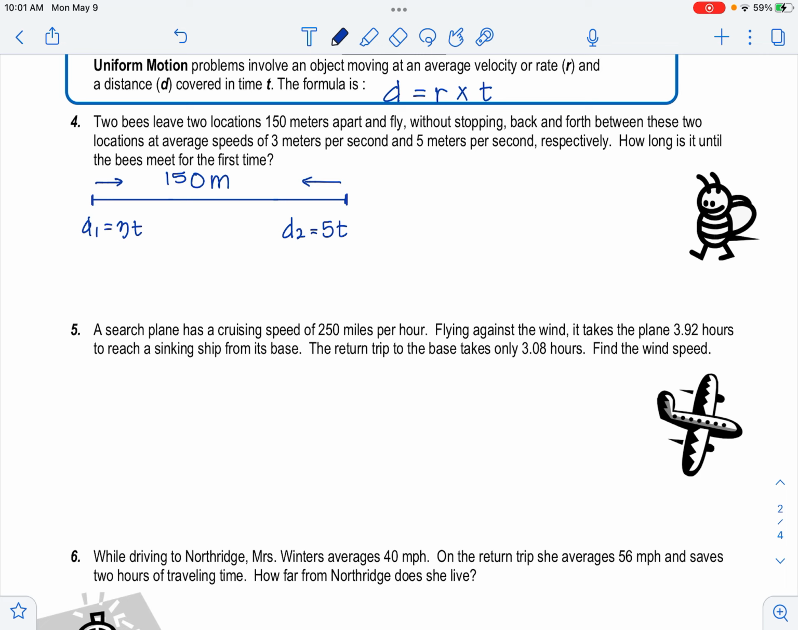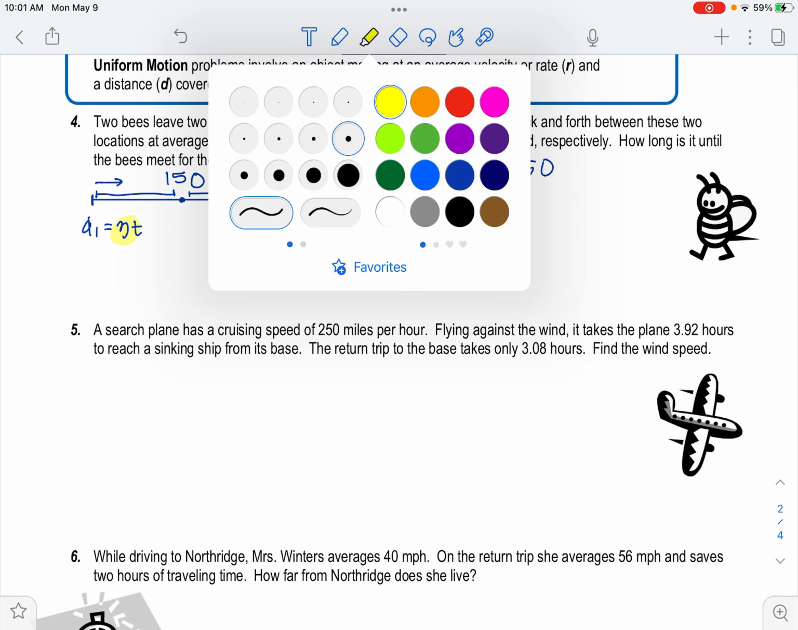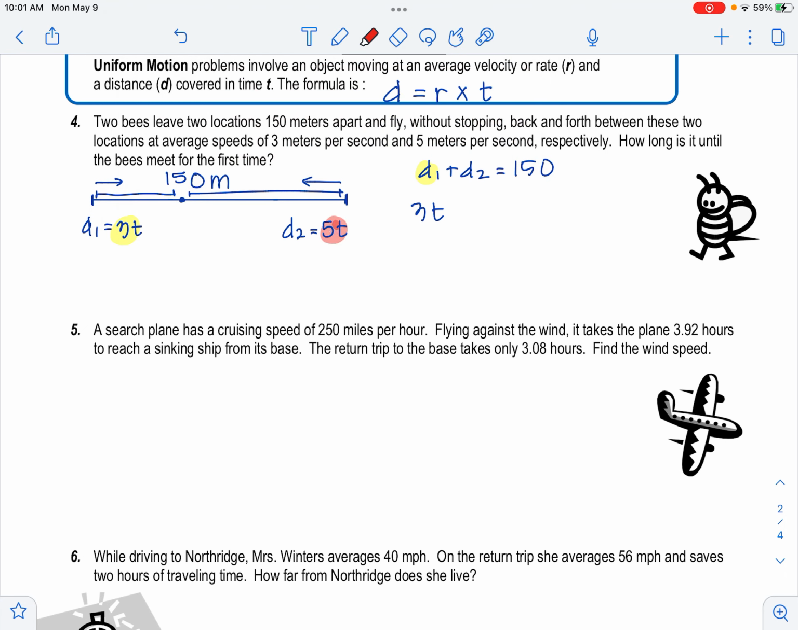Okay, so what I do know is that I don't know how far each bee is going, but I do know that the total is going to be 150. Because let's say that they meet right here. This distance plus this distance is 150. So I know whatever their distances are, distance 1 plus distance 2 is equal to 150. Now I can use substitution, and I can say, well, this is the same thing as distance 1, so I'm going to replace it with 3t. And then I can say this is the same thing as distance 2, so I can replace this with 5t.